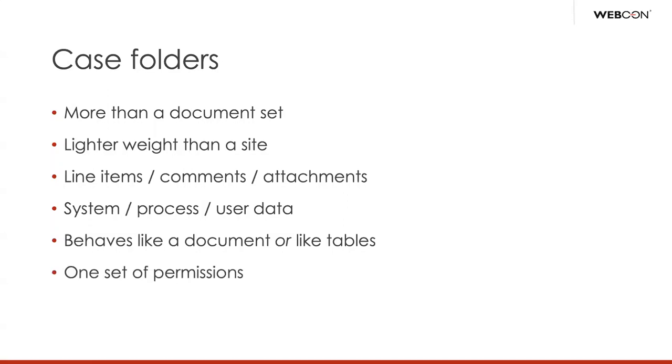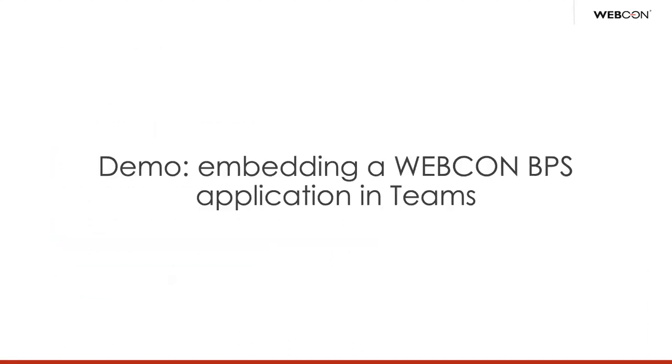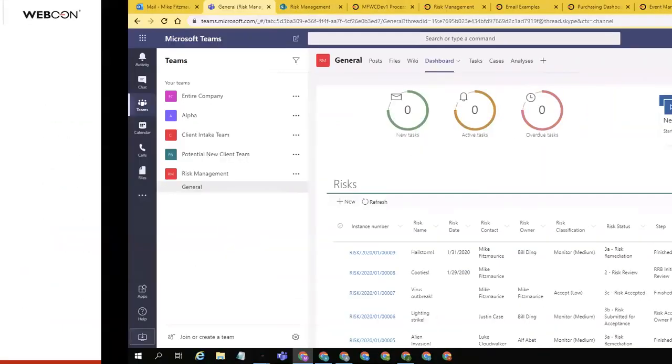One set of permissions. I can secure the whole thing with one access control list. That will affect all attachments, all comments, everything. I don't have to chase different content sources and secure them all in different steps. And then, yeah, one audit trail, one version history. In fact, let me show you case folders in action.